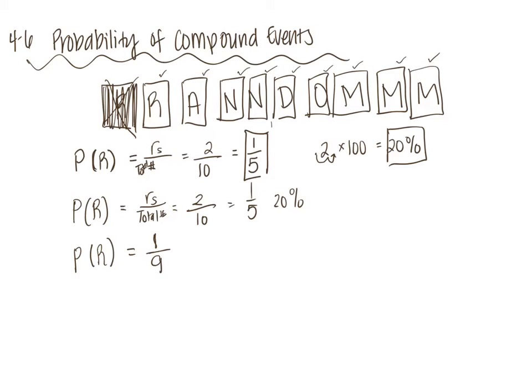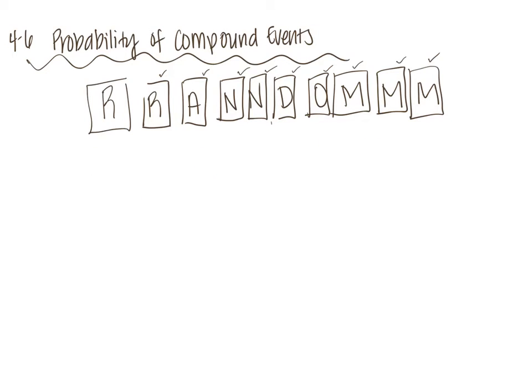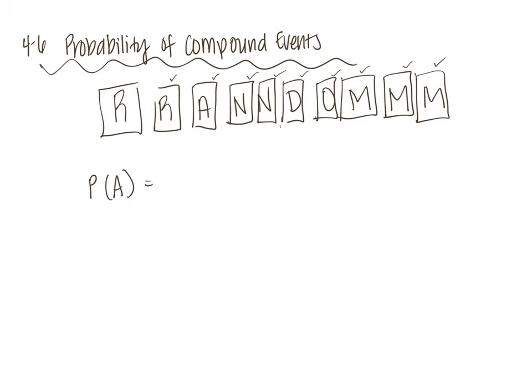Now let's look at another one. What is the probability of me drawing an A? Do this one on your own and let's check. Good, welcome back. Hopefully you got 1 out of 10 because there is only 1 A out of my 10 cards. This is also a 10% probability. All right, what is the probability of drawing an M? Good, I hope you said it's 3/10 because I have 3 M's in my deck out of the 10 cards.